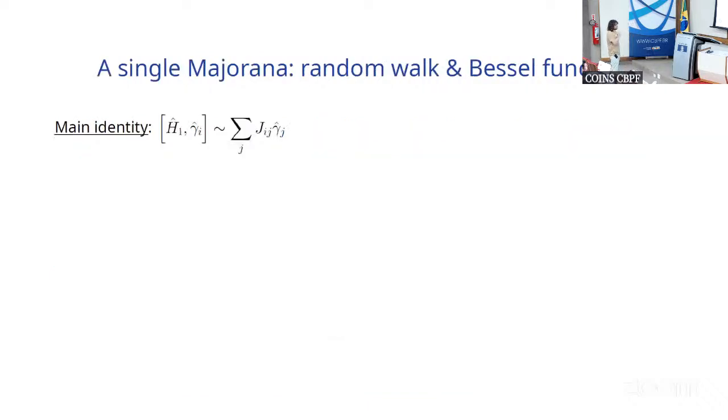Good. So the main identity that we are going to use is this very simple identity. If we compute the commutator between the SYK Hamiltonian and one Majorana in position i, apart from proportionality constants that we don't care about, what we get is a summation over all the possible j of J_ij gamma_j. So a single Majorana, after one commutation, gets spread in a superposition involving all the Majoranas, in which all the Majoranas are weighted by this J_ij. Now let's repeat, and we get this.